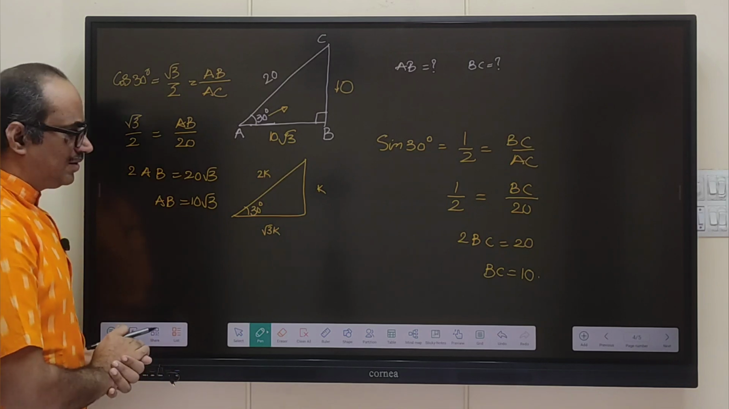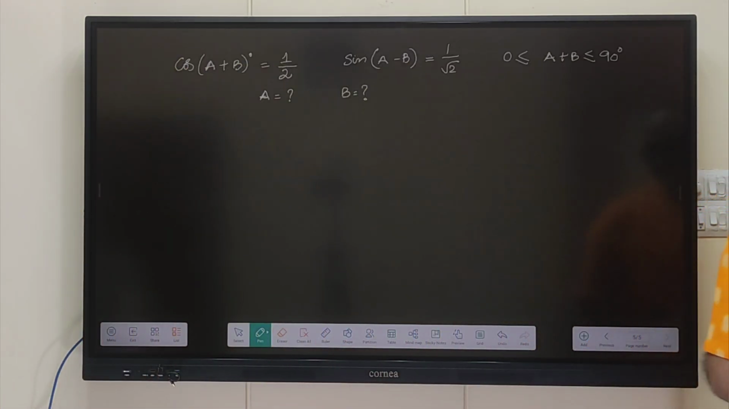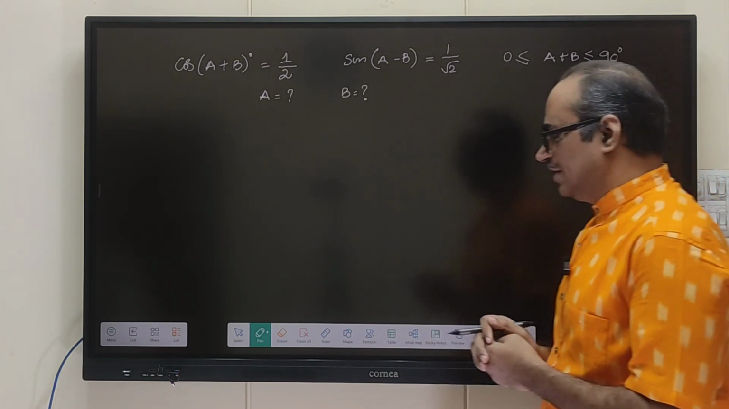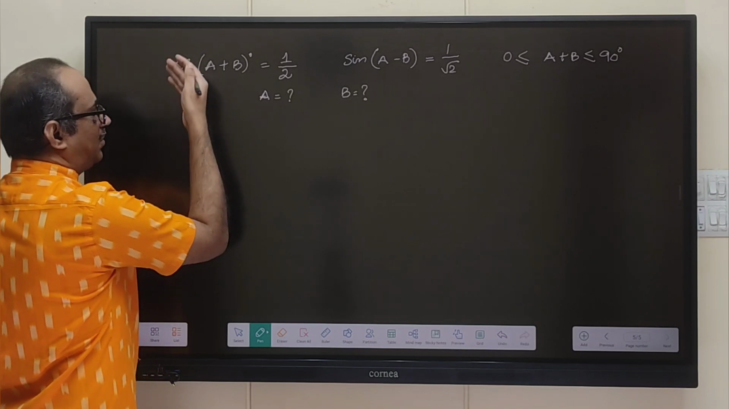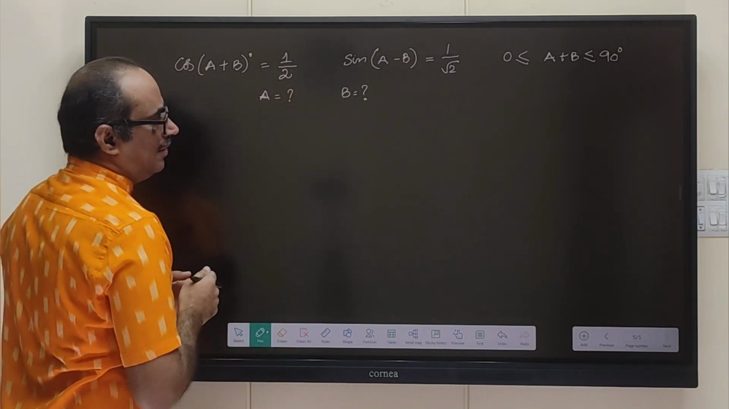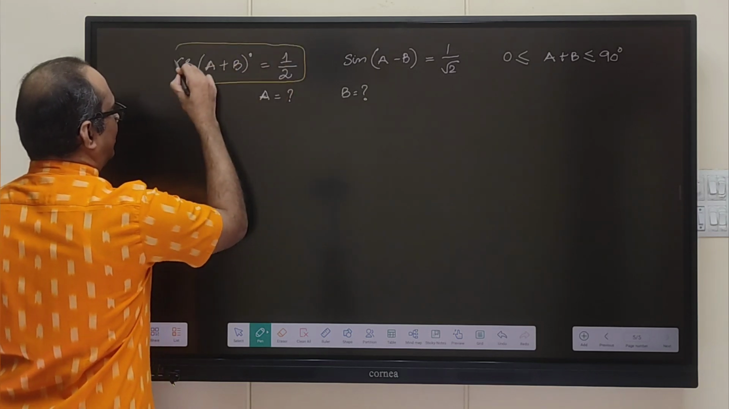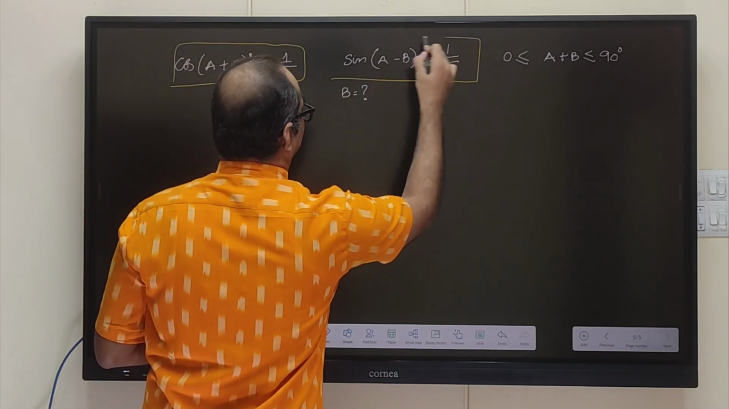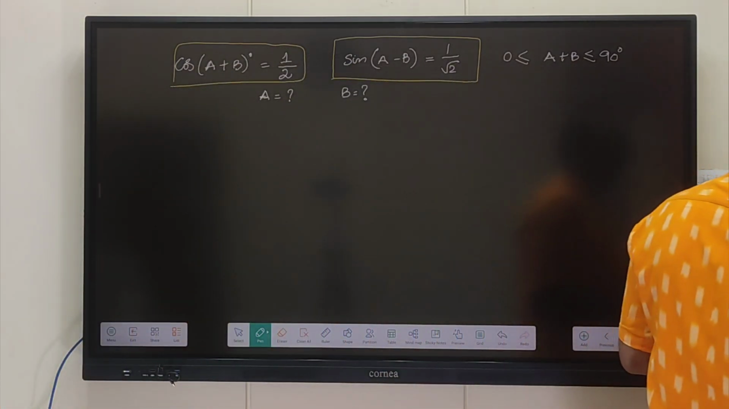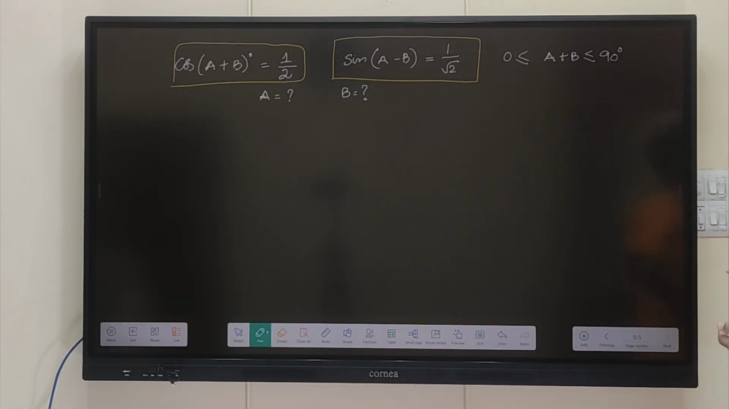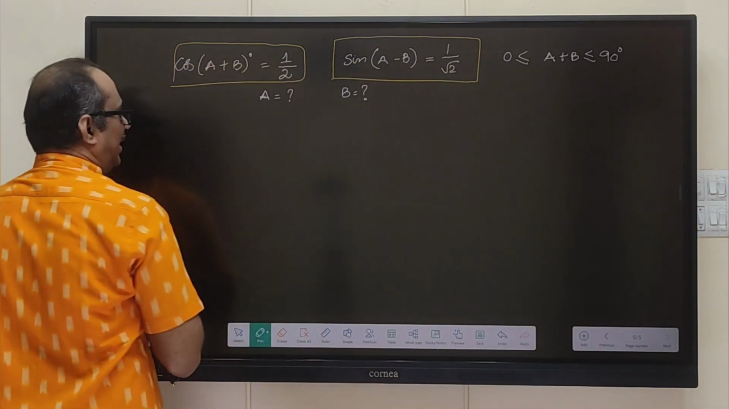These types of questions they can also ask. Let us do one more problem, which is important. These types of questions are generally asked in exams. They can change the trigonometric ratio from cos to tan or sin to cos, but the concept is the same. So cos of a plus b is given as 1 by 2 and sin of a minus b is given as 1 by root 2. And we know that a and b are in the first quadrant. A plus b is also in the first quadrant only, between 0 to 90 degrees. Then what are the values of a and b?